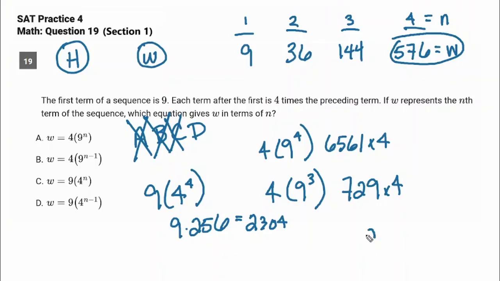D says 9 times 4 to the what? n is 4 minus 1, to the third. All right, 4 to the third is 64, so that's 64 times 9. You throw that in your calculator, and what do you know? Look at that. It's 576. So the answer is D. Plug in, get it right, hard problem, move on.